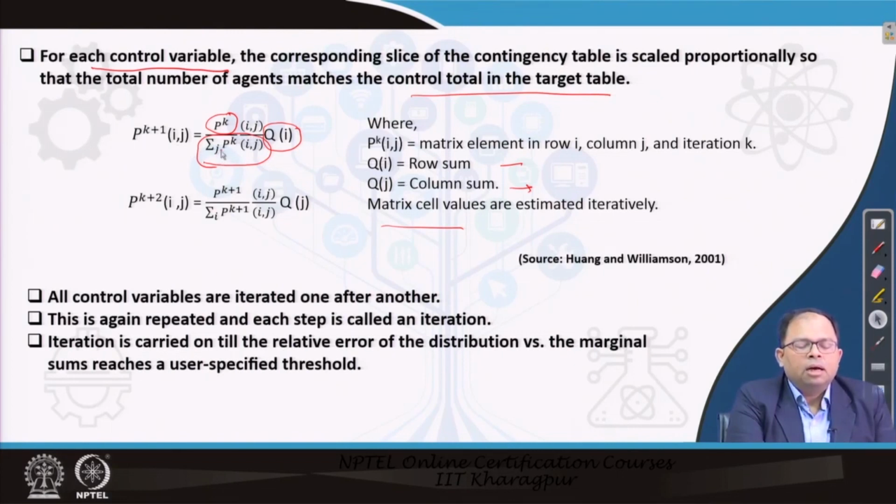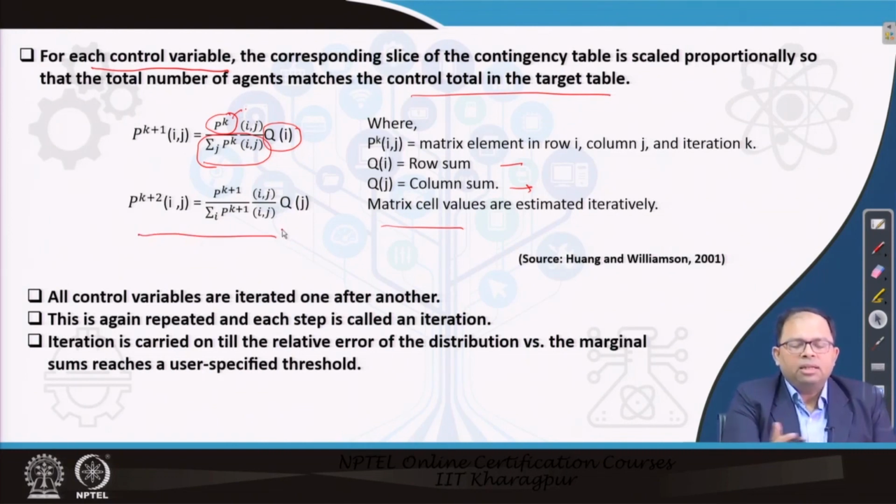jth columns in that particular row, and then we take the qi value, this is the target value, divided by the summation of this, and then we need to multiply with the actual value in the seed table to arrive at the target table. So, once we do it for rows, we need to do it for the columns.